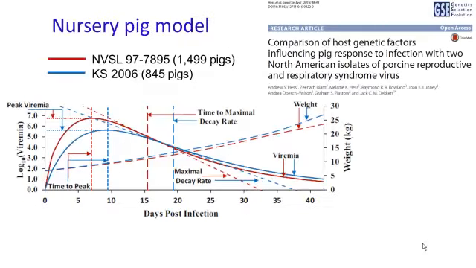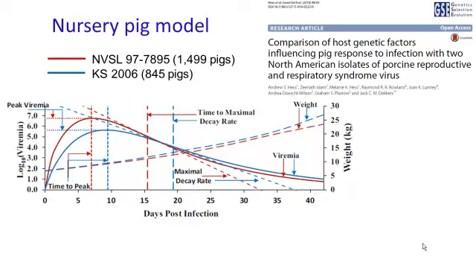People always ask us, well, you can use one virus, does it work for another virus? So we sort of anticipated this, and in these studies, in the nursery pig model, we use two viruses. One is NVSL 97, kind of a standard high pathogenic isolate, and KS06. And this is some very nice work coming out of Jack's lab. Andrew Hess did this work, and you can see that the two viruses that we use have two different properties.